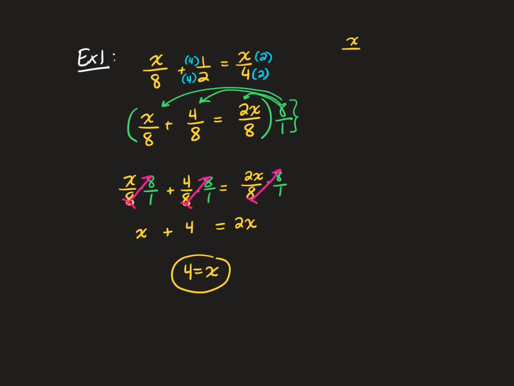So the original problem was this: x over 8 plus 1/2 equals x over 4. If I take this 4 and plug it in up here, you can check to make sure it actually works. Where you're going to run into trouble is when you start to have x's and variables in the denominator. That's when it could get a little tricky. Okay, let's try another one.